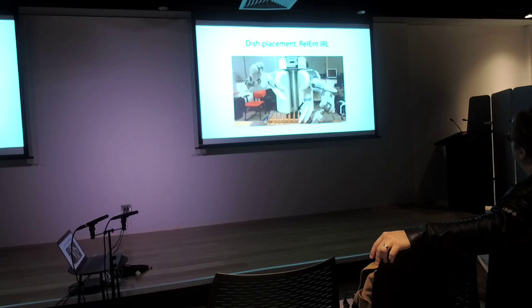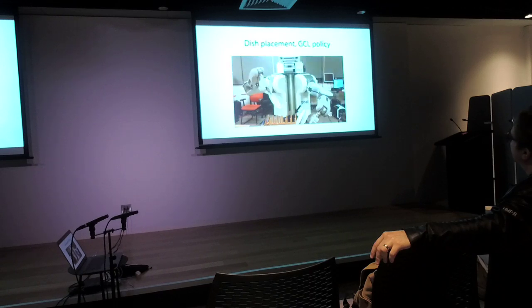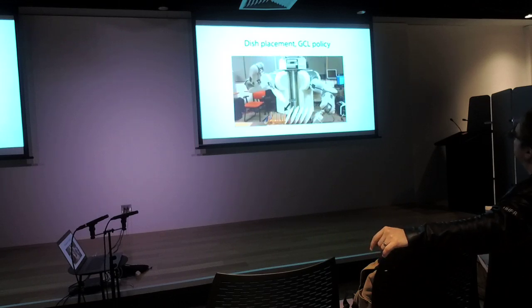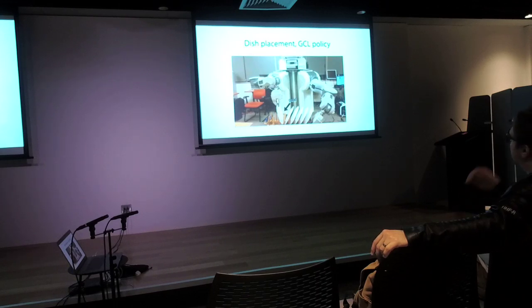This is the result if you run relative entropy inverse reinforcement learning. Because it doesn't get a good estimate of the partition function, it isn't able to figure out how to do the task. And then here's the result if you run guided cost learning. So this is the policy that it learned for 2 different positions of putting the plate into the rack. And you can see that it learns to fairly gently manipulate the plate.